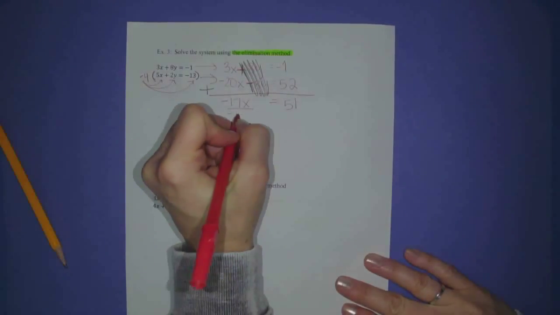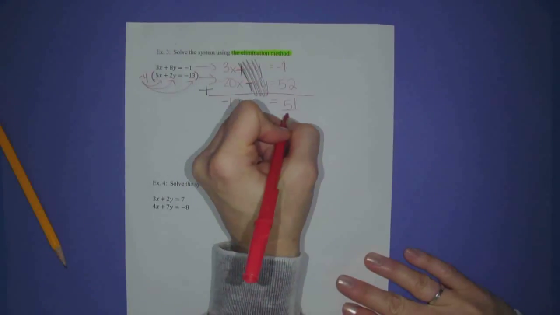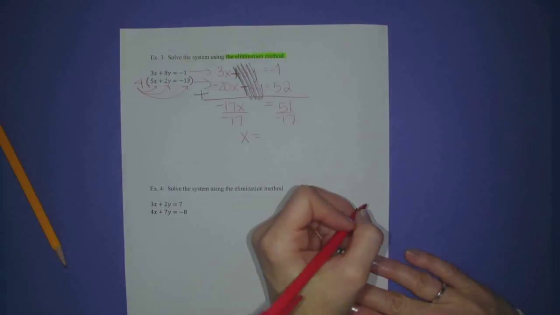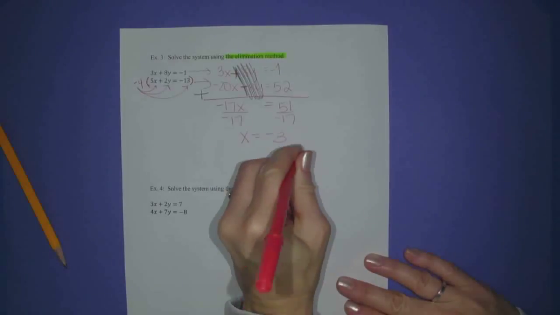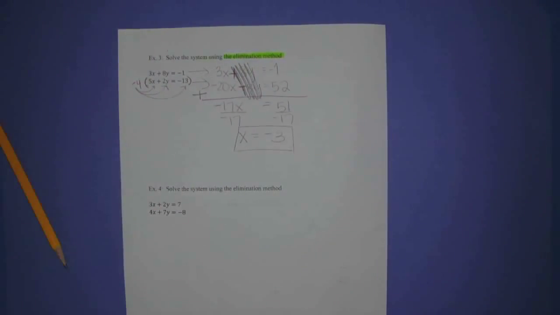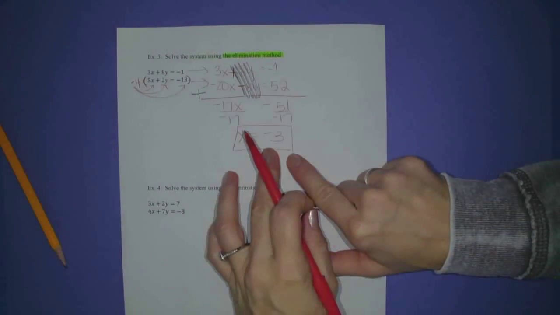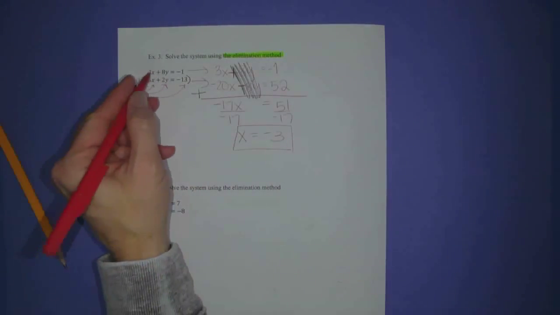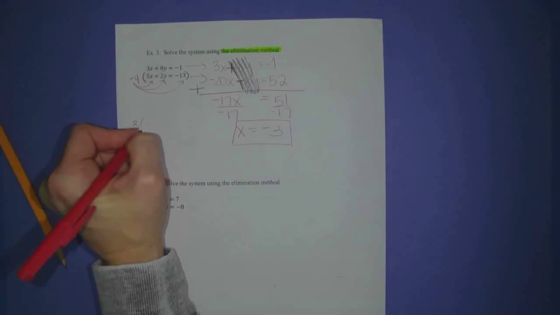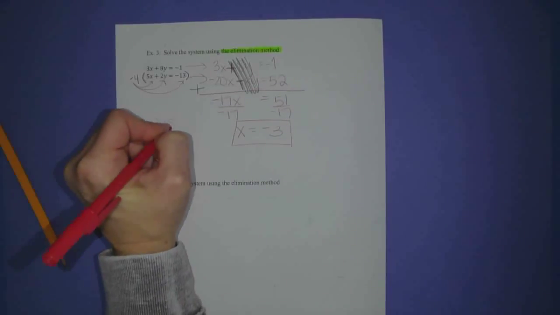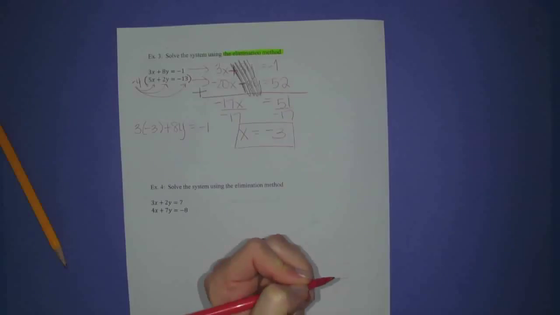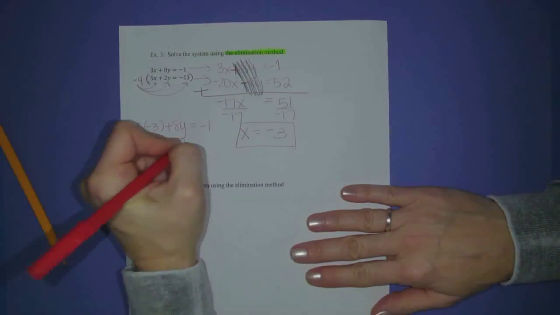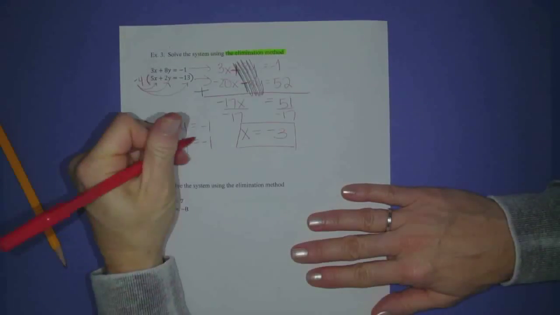We will divide both sides by -17. And so x is going to be -3. Okay, we take the -3. We're going to place it back in for x in one of our equations. Again, I'll just use the top one. So 3 times -3 plus 8y equals -1. And that's -9 plus 8y equals -1.